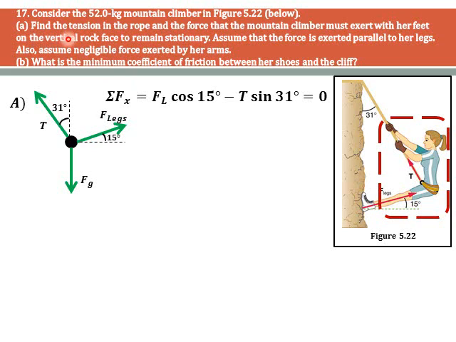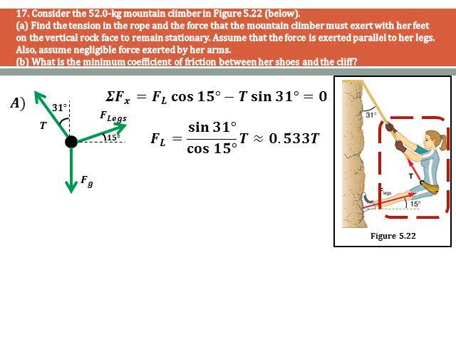Now we want her to remain stationary, which means not moving and not accelerating, so the net force is going to be equal to 0. Alright, so rearrange this. The force that her legs are going to apply, we bring this negative tension times sine of 31 to the other side, and then divide by cosine, and that gives us this part right here, which is about equal to 0.533 times the tension.